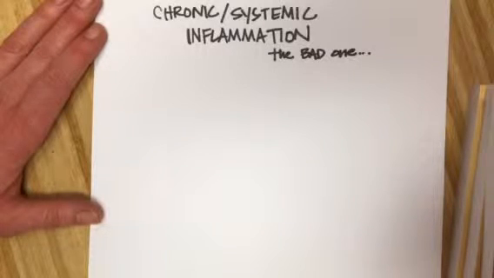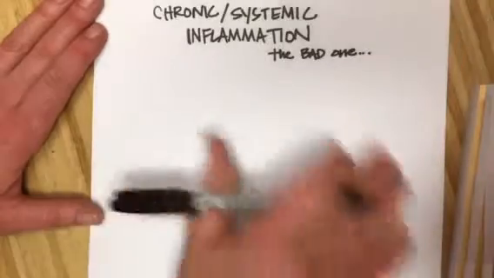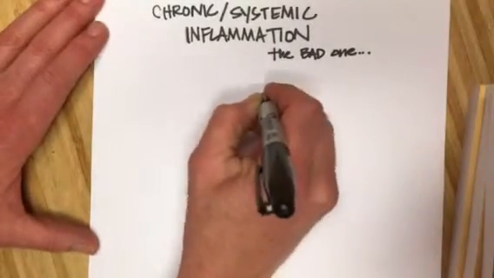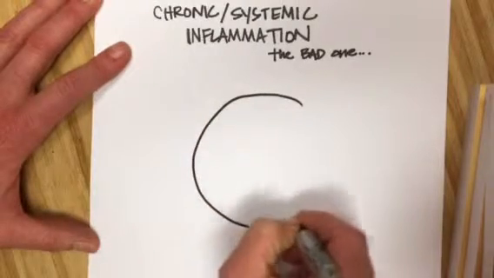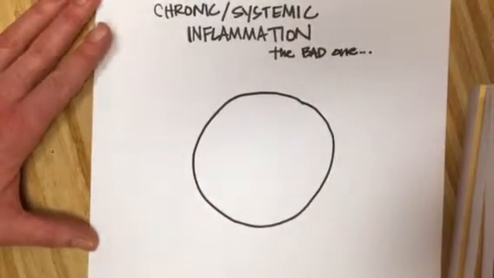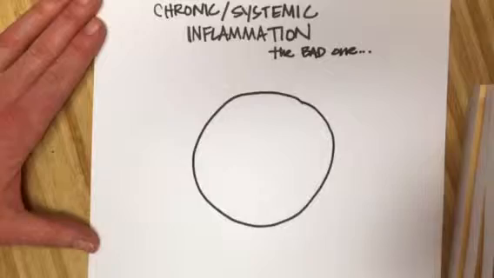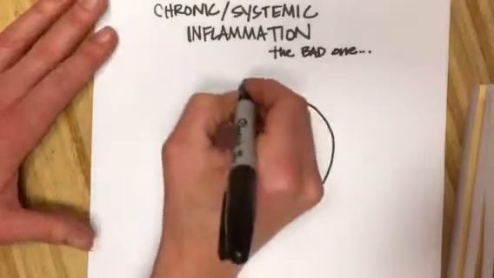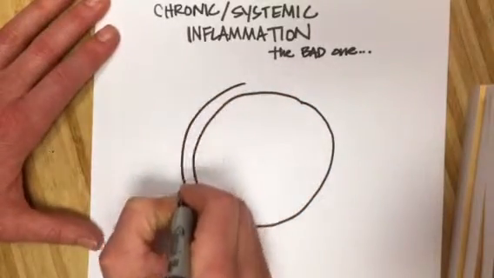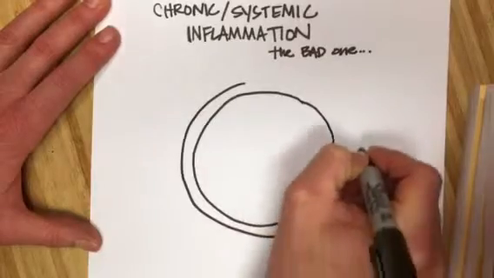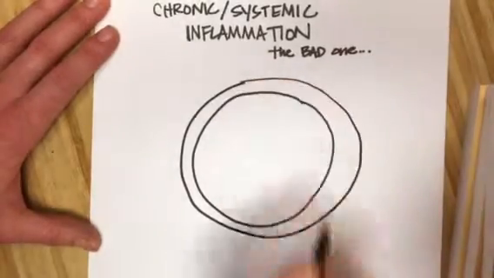We are talking chronic systemic inflammation. So this is the bad stuff building up on a cellular level. First we're going to draw a cell. Okay, we are literally trillions and trillions of these guys, which are cells.